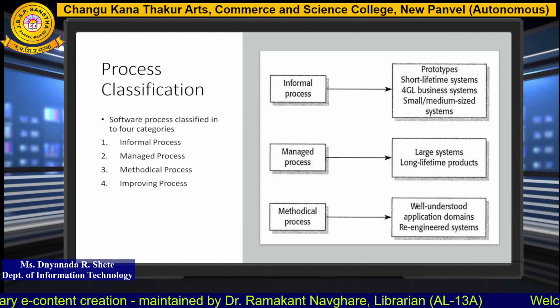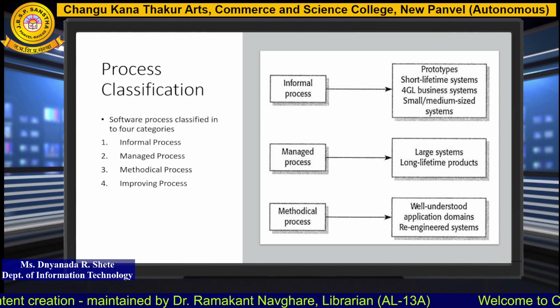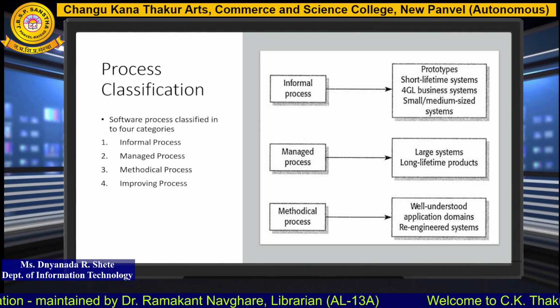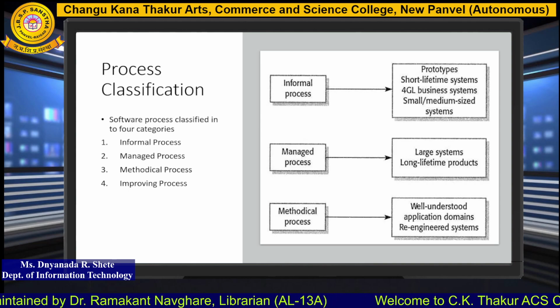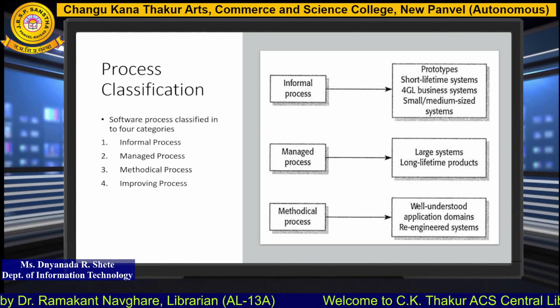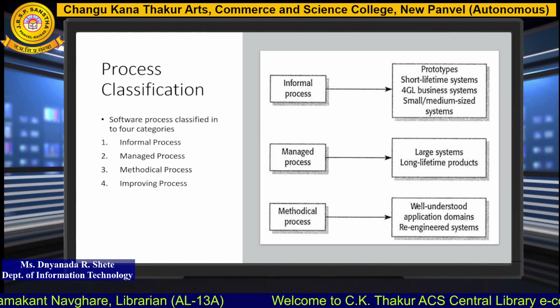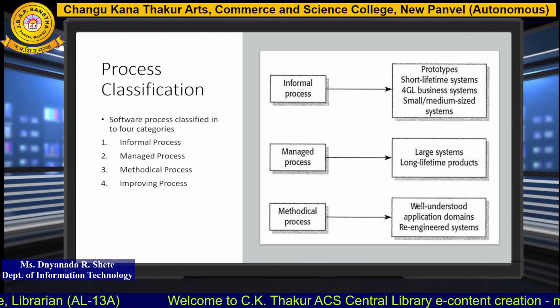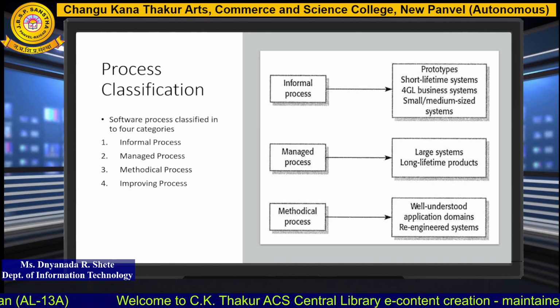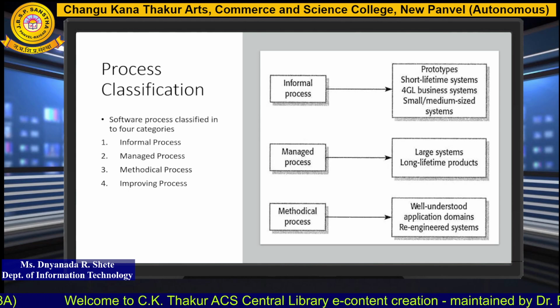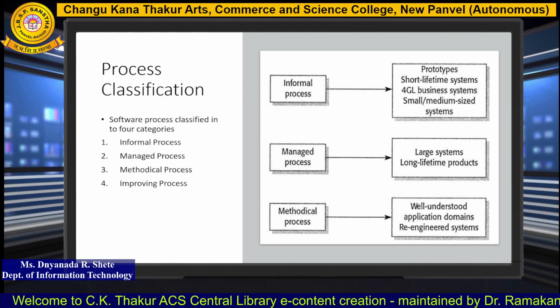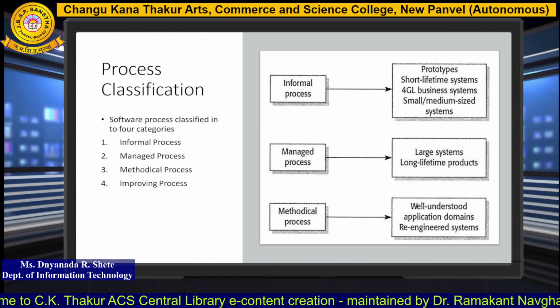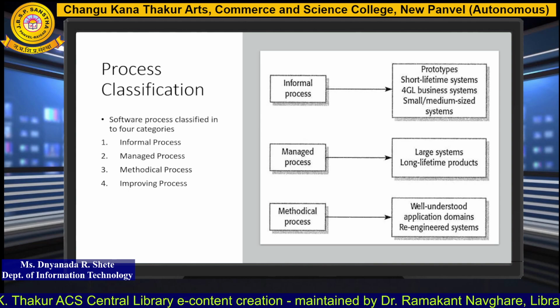Next, the process classification. There are four categories: informal process, managed process, methodical process, and improving process. The informal process includes short lifetime systems, 4GL business systems, and small or medium size systems. Next is the managed process, which is done in large systems or large scale projects.